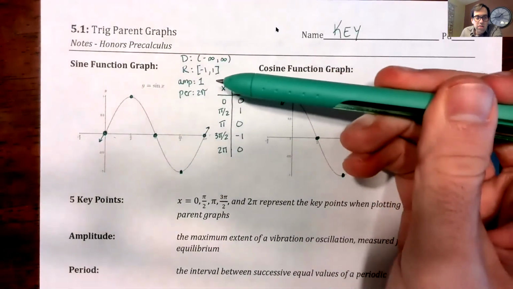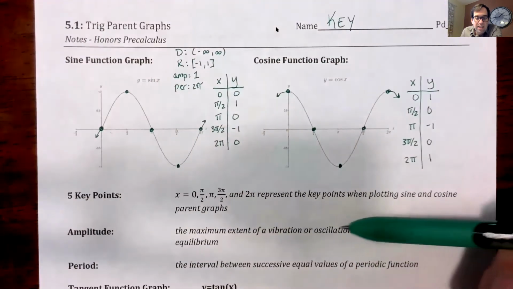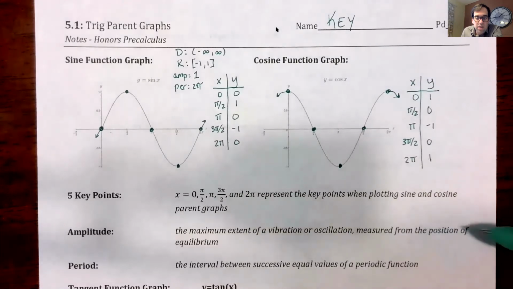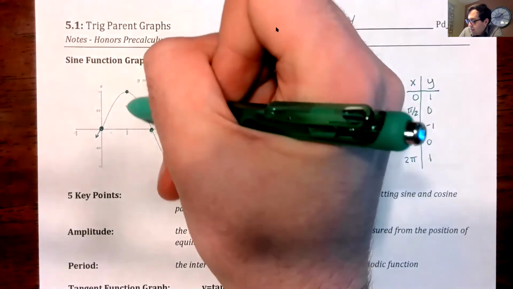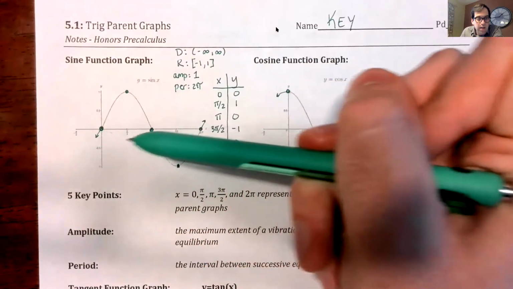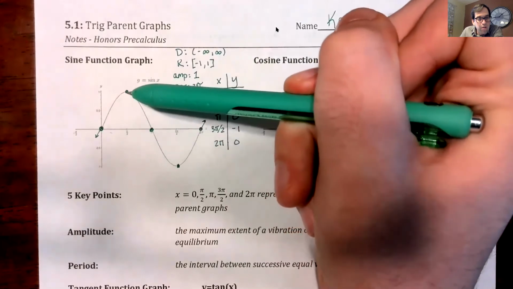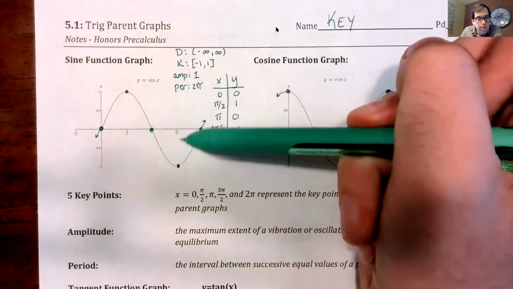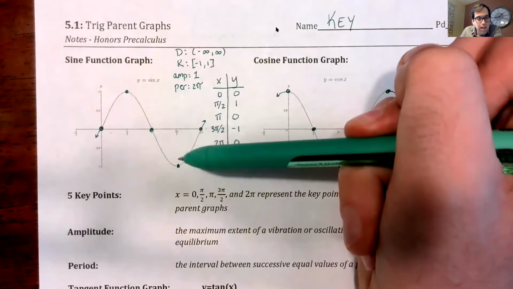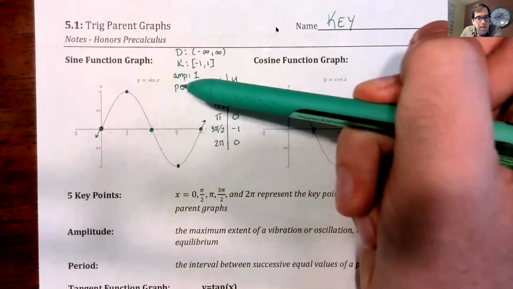Remember, the amplitude means the maximum extent of a vibration or oscillation measured from the position of equilibrium. In other words, it's this length right here from the center line or the midline or the equilibrium line up to the highest point away or the lowest point away from that line. So this is the length of 1. This is a length of 1. So the amplitude is 1.